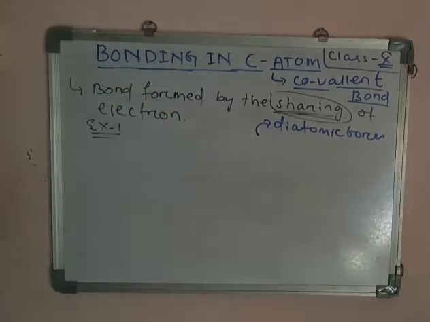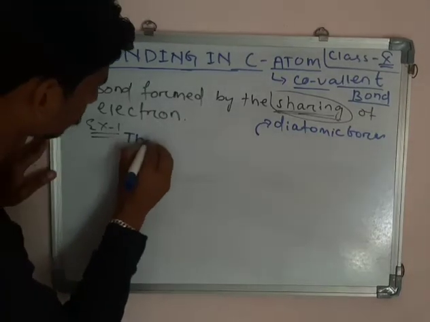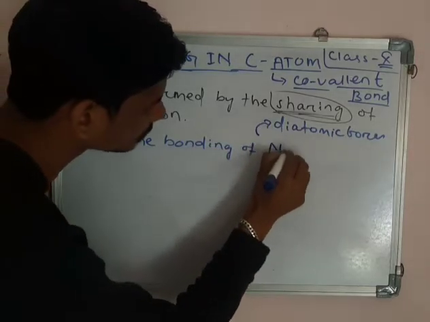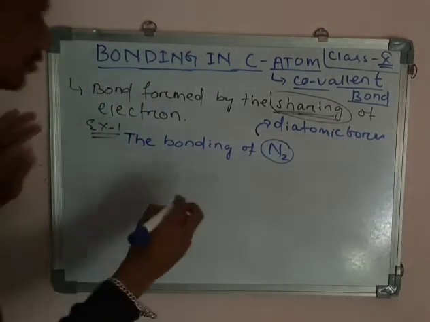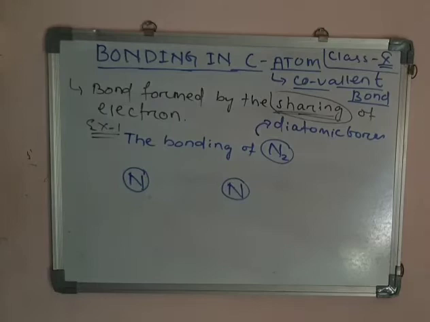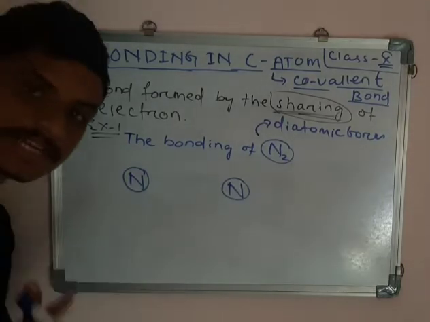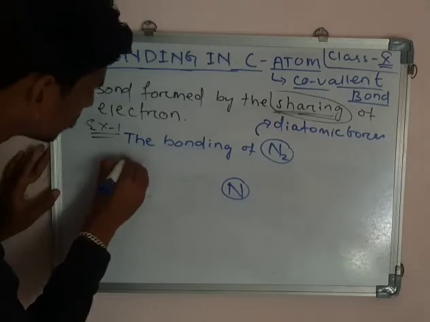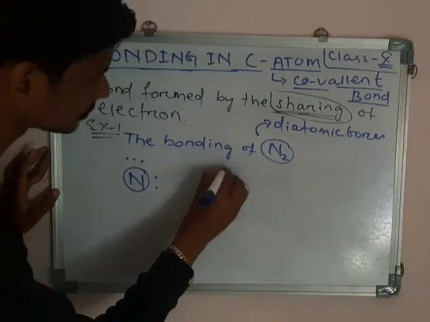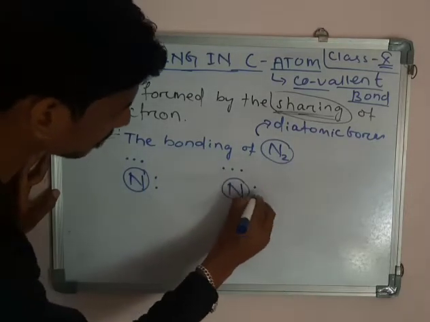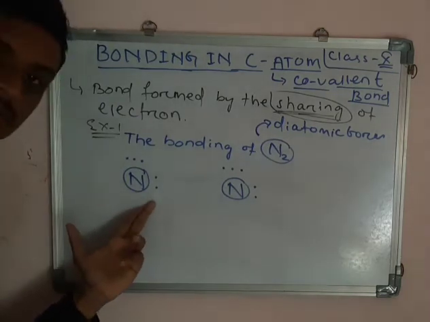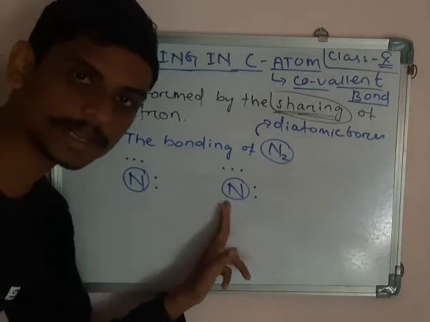The bonding of N2. So here is one nitrogen atom, here is also one nitrogen atom. The number of valence electrons present in nitrogen, as we all know, how much? 5. Here is 5. So this nitrogen has 5 valence electrons. This nitrogen also has 5 valence electrons.